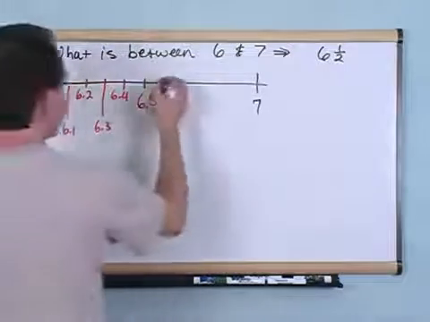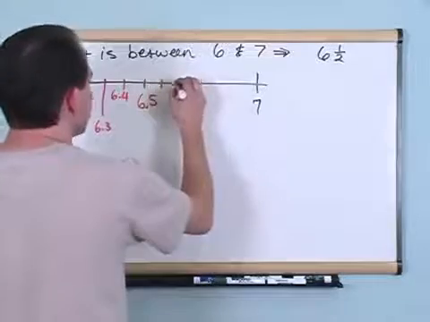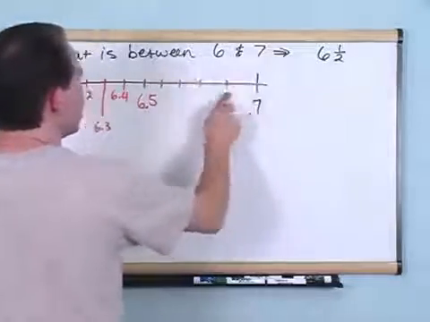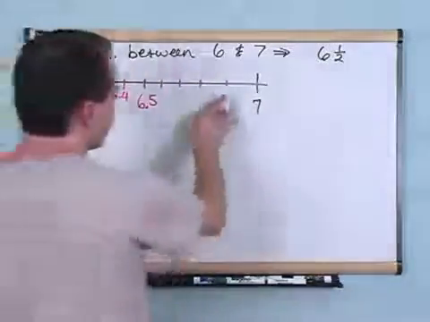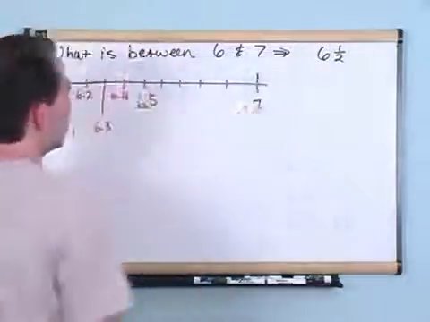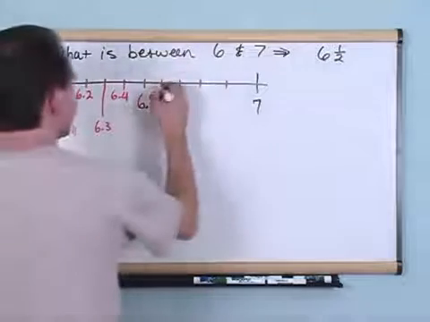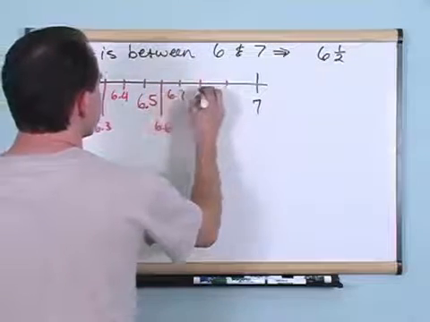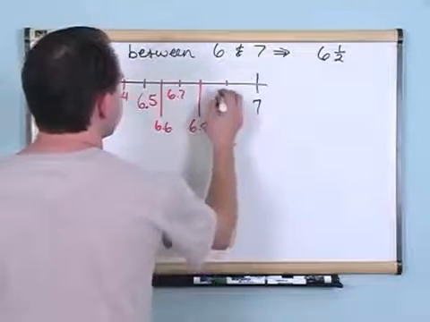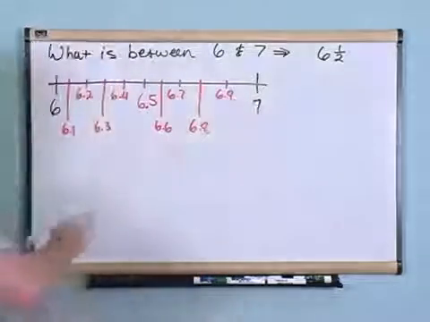So what would come after 6.5? You'd have 6.6, 6.7, 6.8, 6.9, and then 6.10, which is basically just going to roll over. It's not going to be 6.10, it's just going to be 7, okay? So let's continue on here. You'd have 6.6, 6.7, 6.8, 6.9, and then you get to 7.